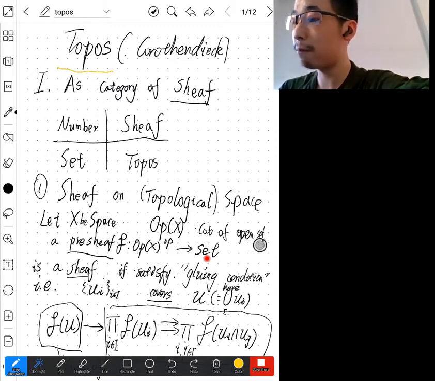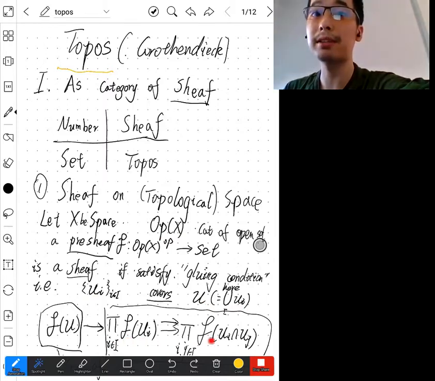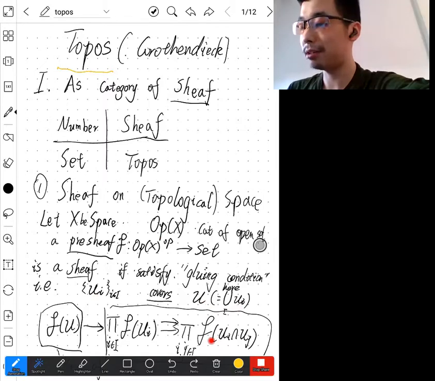A pre-shape will be a shape if it satisfies a gluing condition. That is, there is a notion of covering in this topological setting. If the U_i form a cover of U, that is, the union of all the U_i is equal to U, we will have this kind of sequence. We will call this an exact sequence, but it's not in an abelian category.